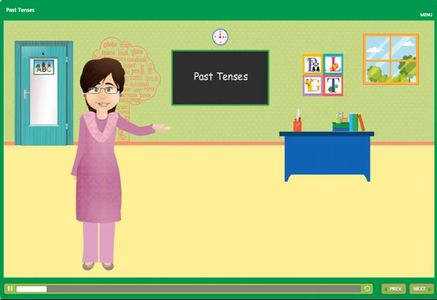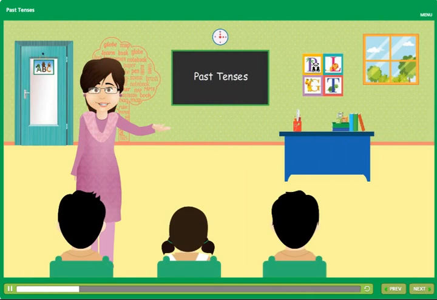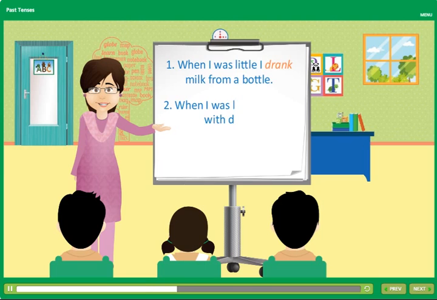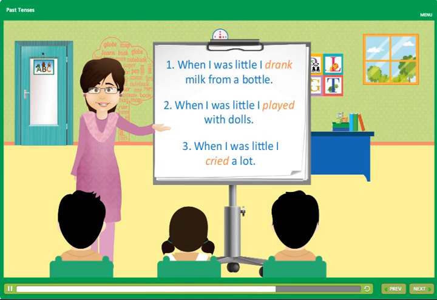Another version of the activity is to make sentences using the structure when I was little I. Students can use Urdu words, but the English translations should be written on the board and repeated out loud to build vocabulary.